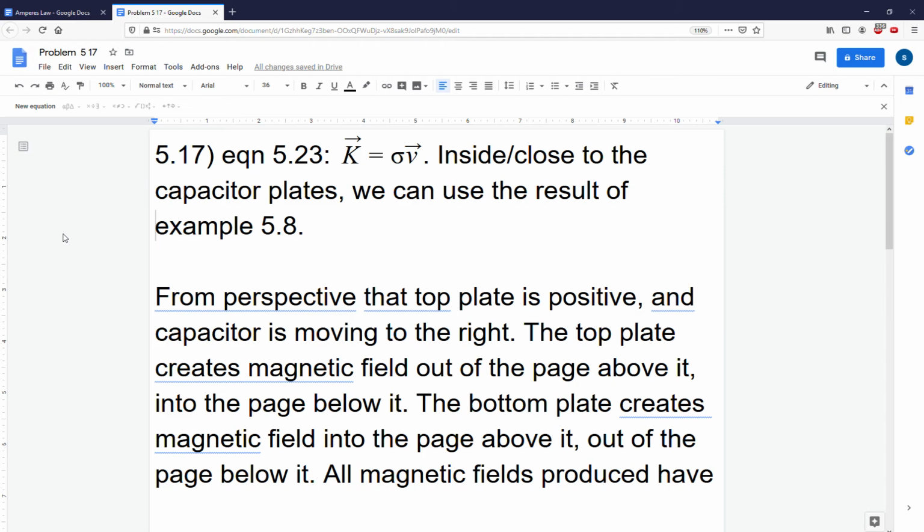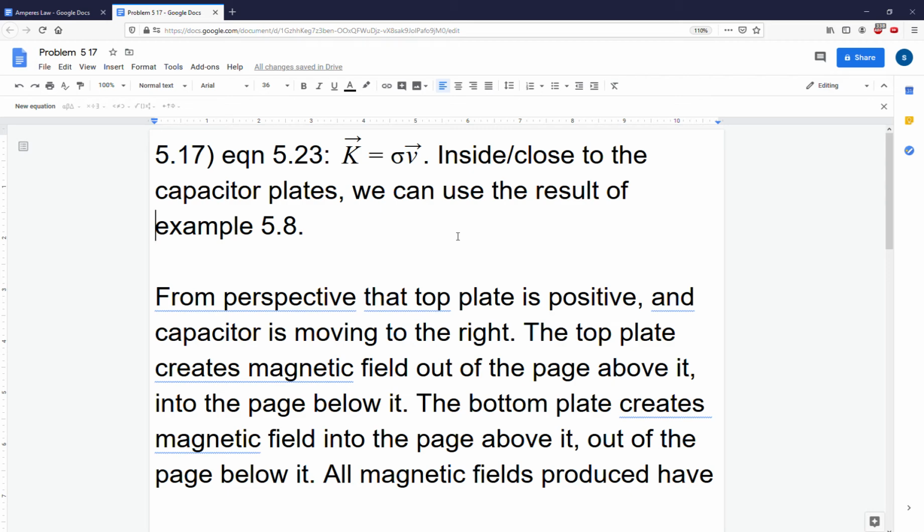So the problem just has a generic two plates. So I'm going to make a description formalizing them. It's kind of what's pictured. I'm just going to make it very straightforward. Two plates. We are looking at them edge on. The top plate, from our perspective, has that positive sigma surface charge density, and the bottom plate has the negative sigma surface charge density. And both plates are moving to the right. The capacitor as a whole is moving to the right.